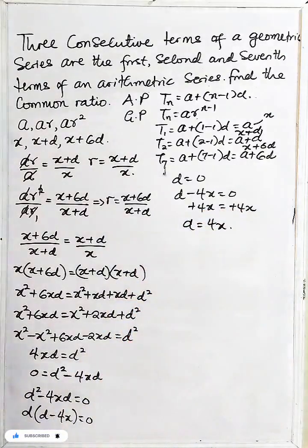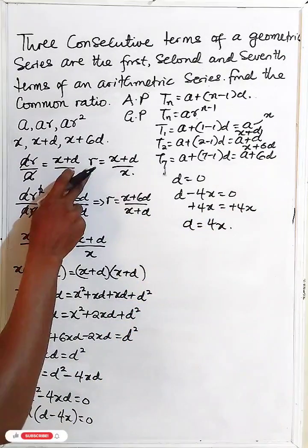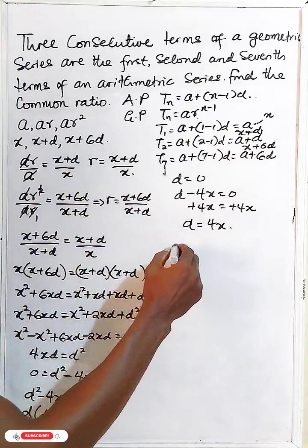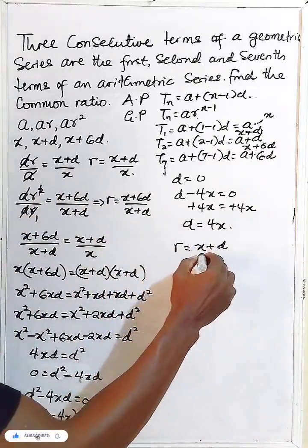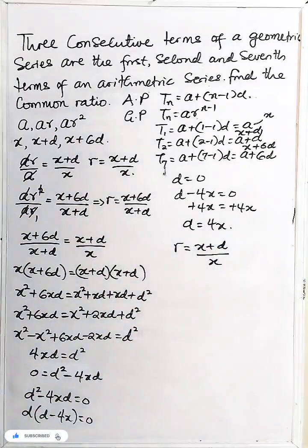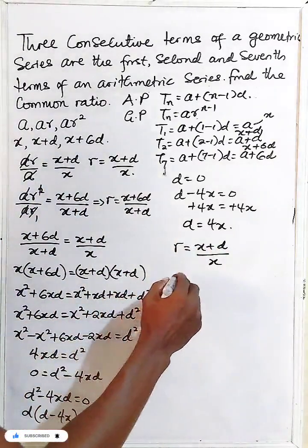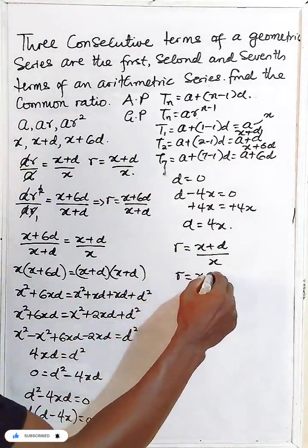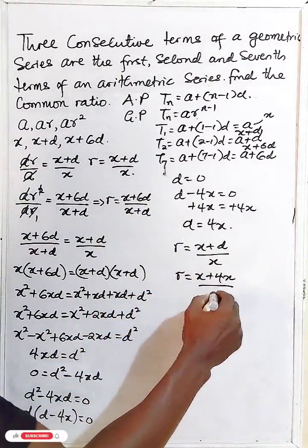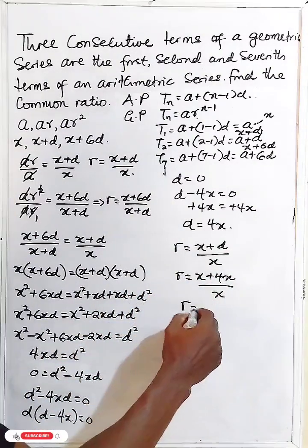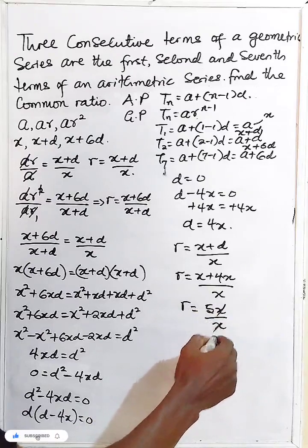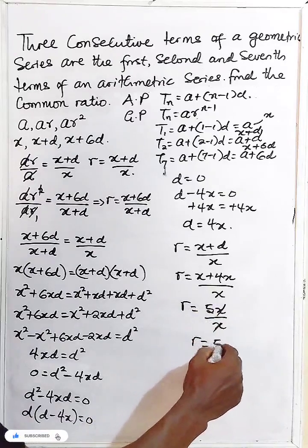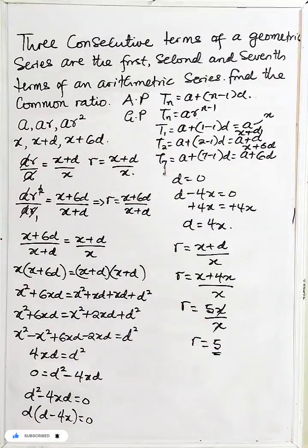So adding 4x to both sides, d equals 4x. Alright, so now from here, since we're looking for the common ratio, r equals x plus d all over x. So plug in the value of d, then r equals x plus 4x all over x. So r becomes 5x all over x. When we eliminate x, r equals 5 as the final answer. Thank you and God bless you.